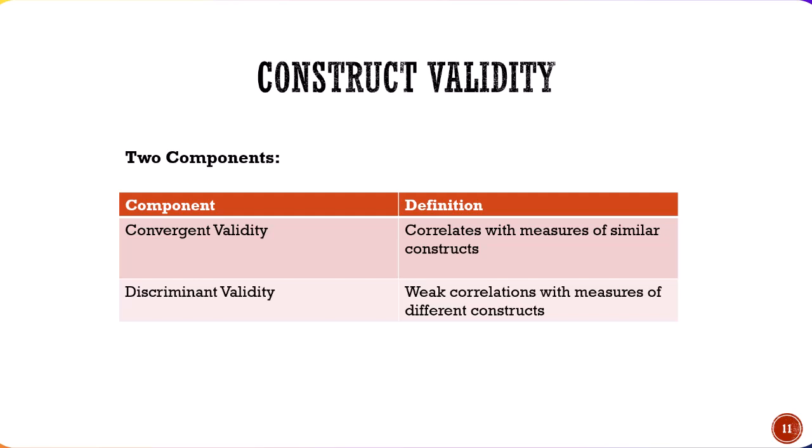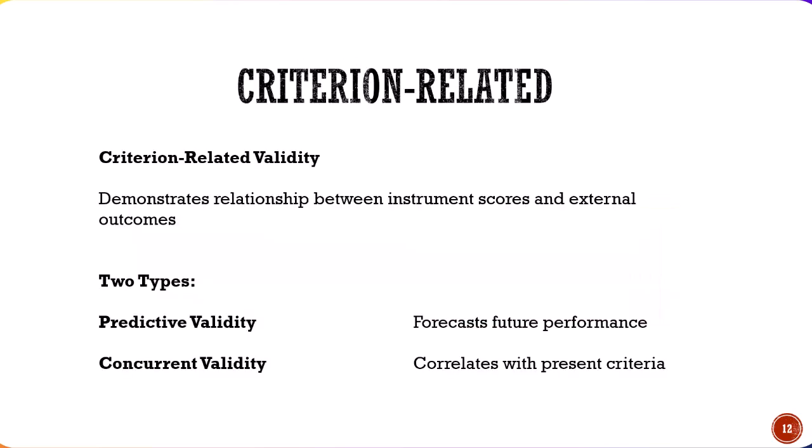We have convergent validity, where it correlates with measures of similar constructs. So when you have two similar constructs and they converge or relate to each other, then we are using construct validity, whereas discriminant validity also applies.